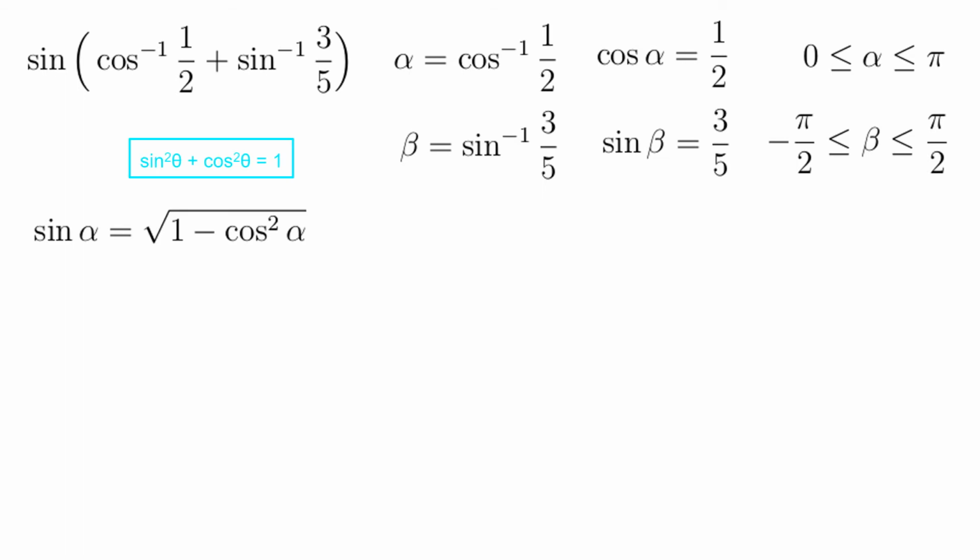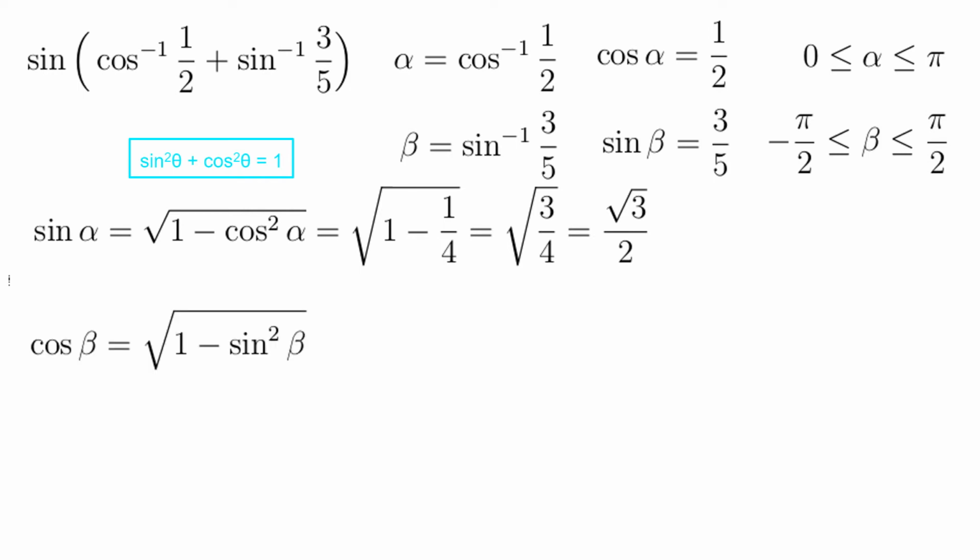We know that alpha is in quadrant 1, so it must be a positive angle. Using the basic Pythagorean trig identity, we can find the sine of alpha. It equals the square root of 1 minus 1/2 squared, which equals the square root of 3/4, and that's the square root of 3 over 2.